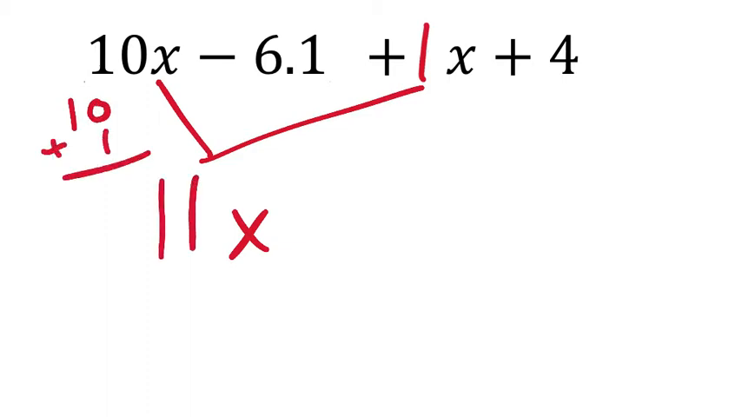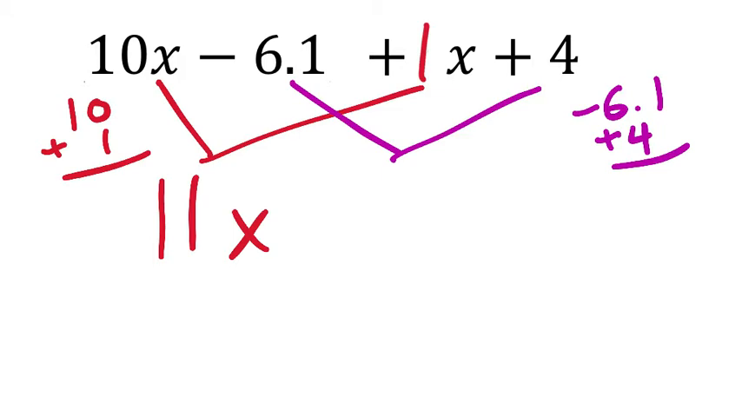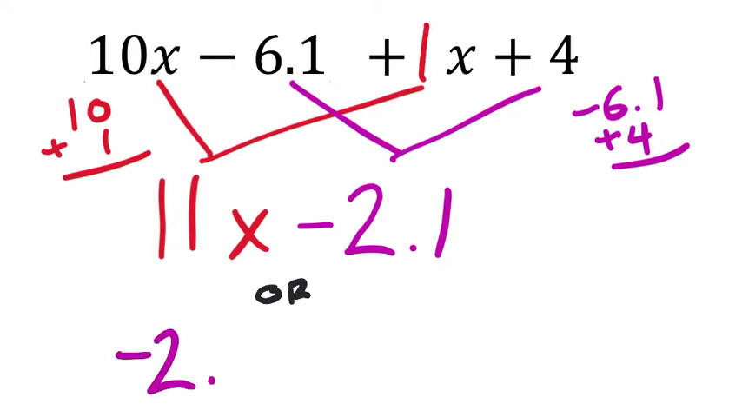Then I got my constants, negative 6.1 and positive 4, so I'd do negative 6.1 plus 4 in my calculator, which gives me negative 2.1. And that's it. This is as far as we need to go on a problem like this one. Of course, if you wanted to change the order, that's fine, negative 2.1 and then positive 11x, as long as the signs remain the same for each term. Either one of these will work.